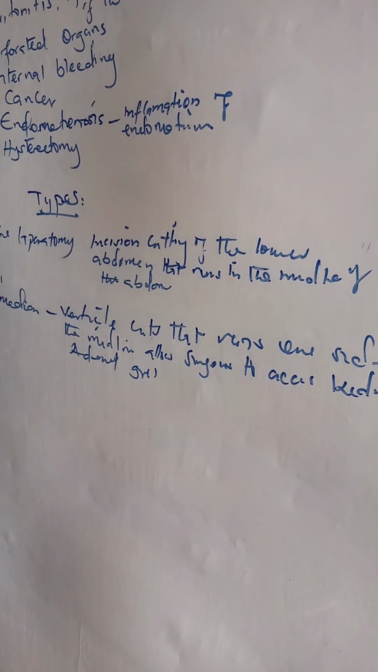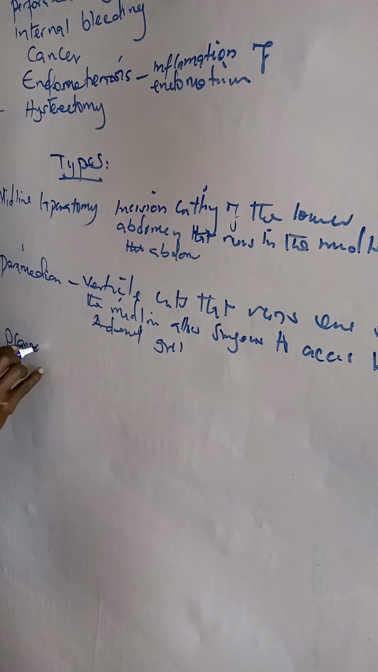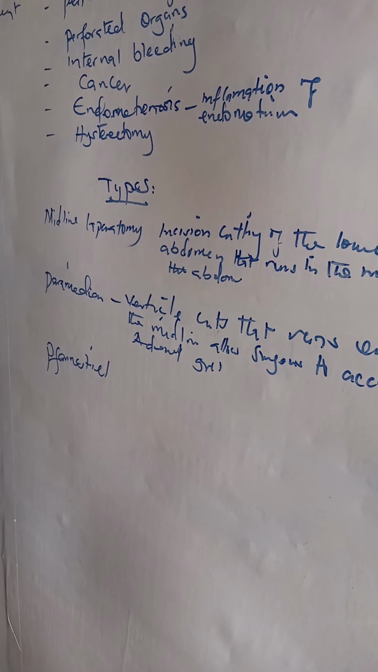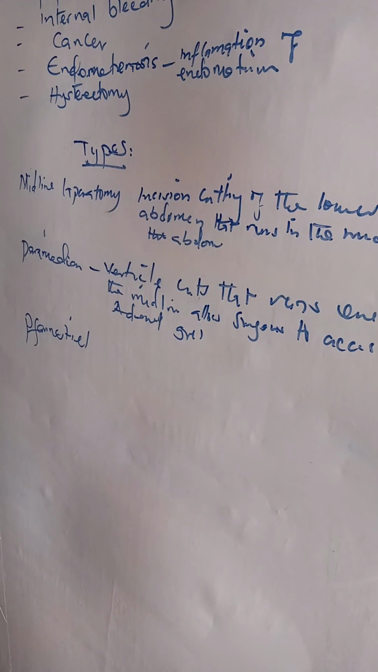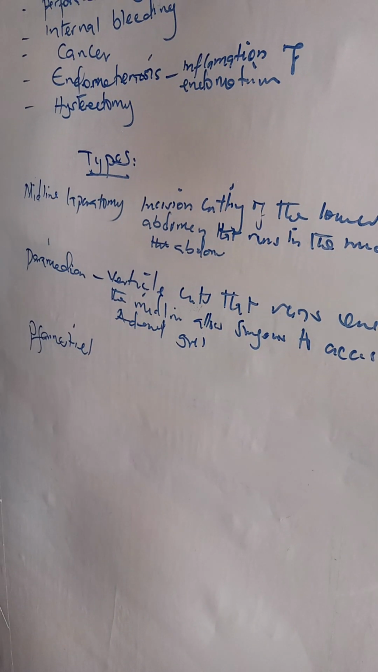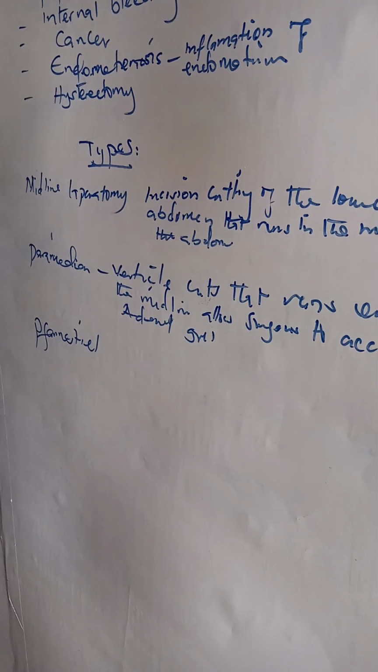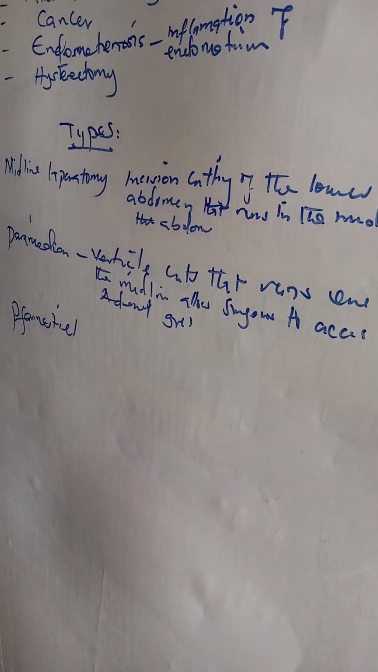Then we have Pfannenstiel. A surgeon can use this to access the pelvic region, such as in case you have an emergency in delivery, like women who undergo C-section. A surgeon uses the Pfannenstiel type of open surgery.